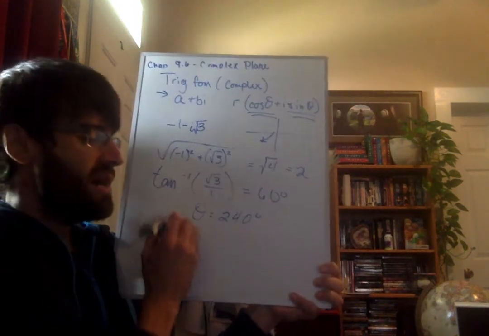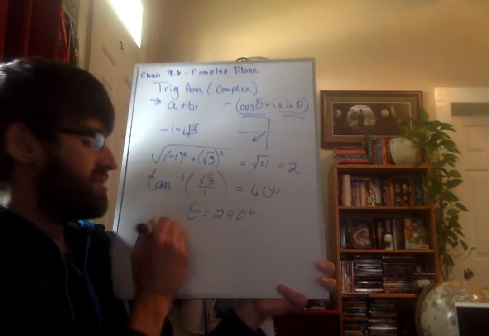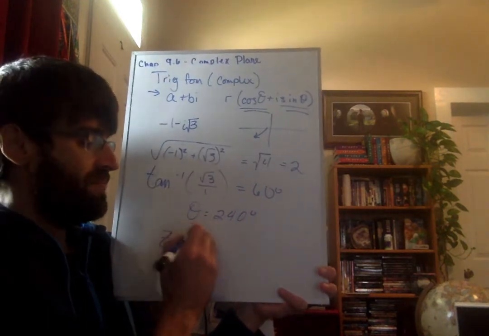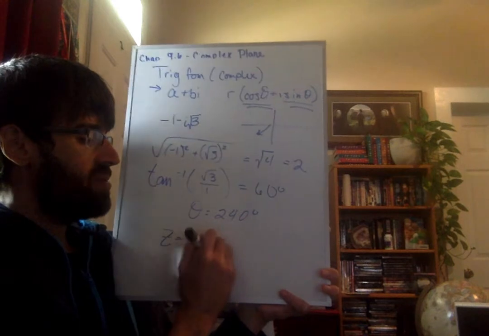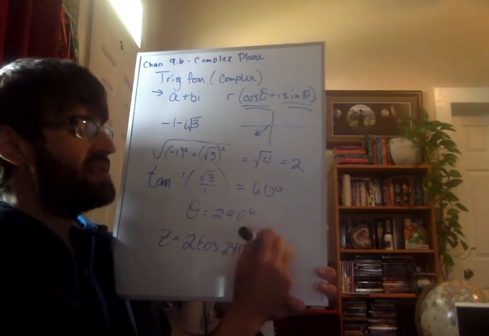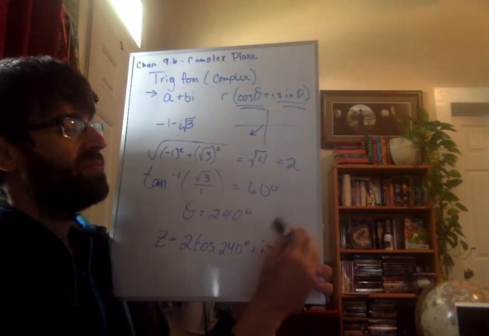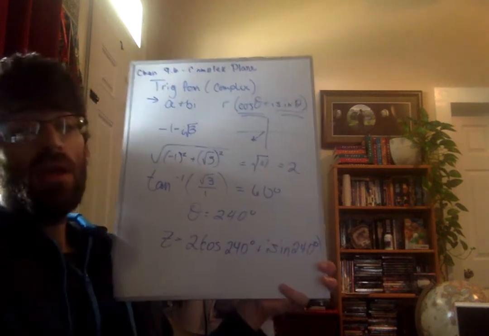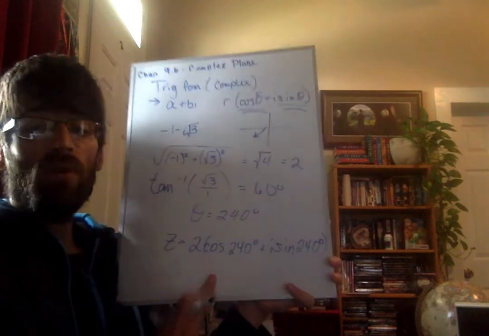So when I go to build that in the polar form, it's going to be z equals 2 cosine of 240 plus I sine of 240. And that's your polar form.